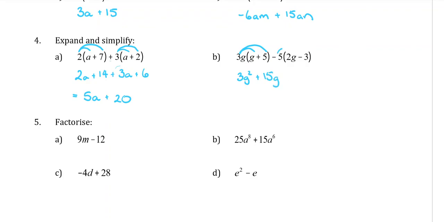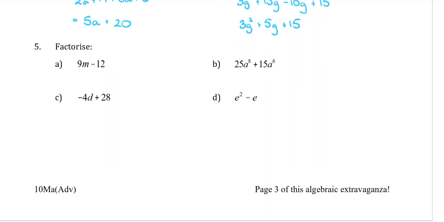And then the minus 5 is going to times into both of these, the next bracket. Minus 5 times 2 is minus 10g. Minus 5 times minus 3 makes a plus 15. Looking for like terms, a g squared is different to a g, so the 2 middle terms can go together. That will leave 3g squared as it is. 15 minus 10 makes 5g, and then plus 15 on the end.